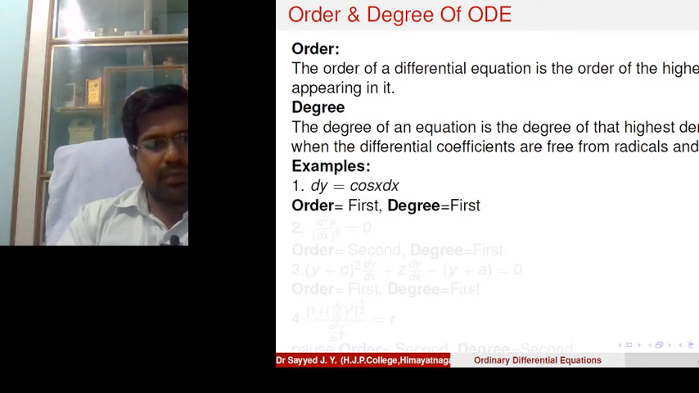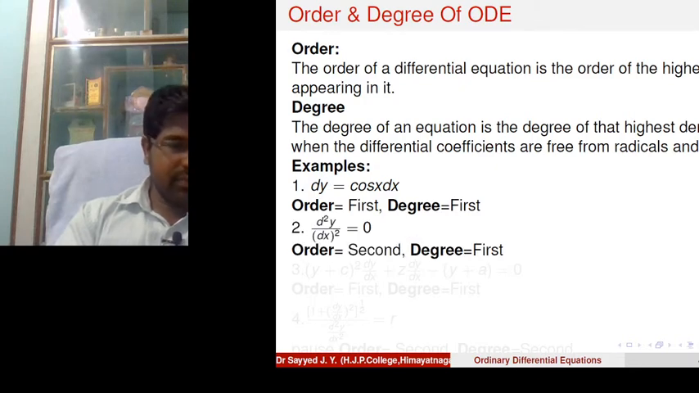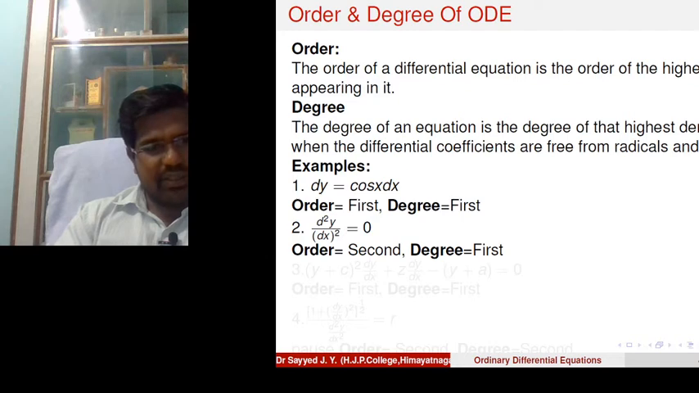See, these are the examples. This is dy is equal to cos x dx, which is nothing but dy by dx is equal to cos x. Here what is the highest order differential coefficient? 1. So its order is 1, and what is the degree of that dy by dx? It is 1. So this is a first degree and first order equation. Second example is d square y by dx square is equal to 0. Here the order is second, because we are differentiating dy by dx two times. And what is the degree of that differential coefficient? Its degree is 1.